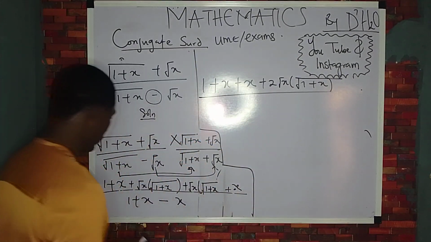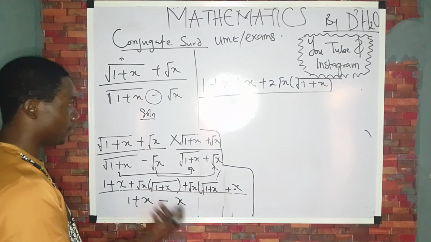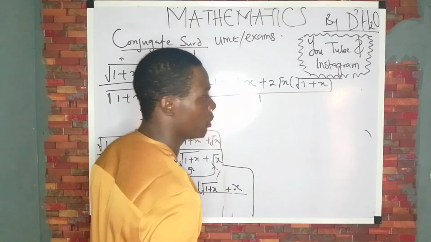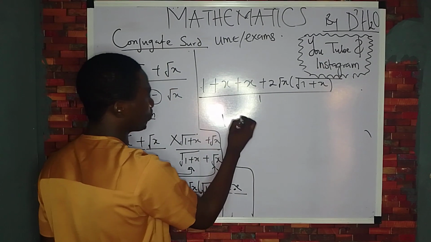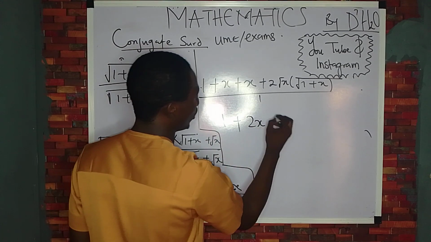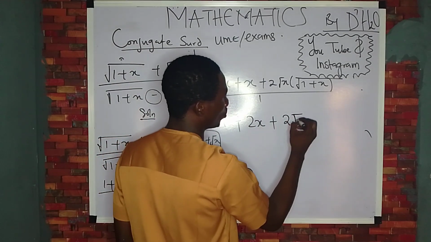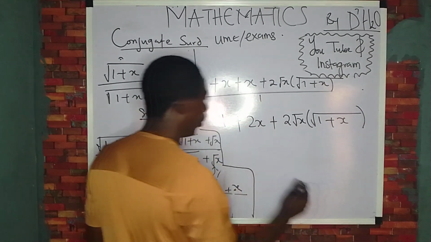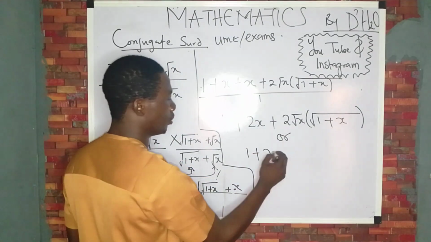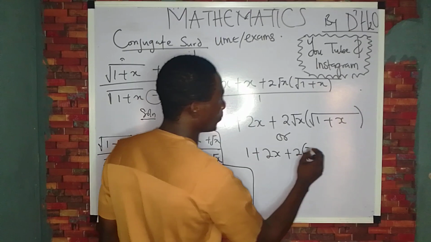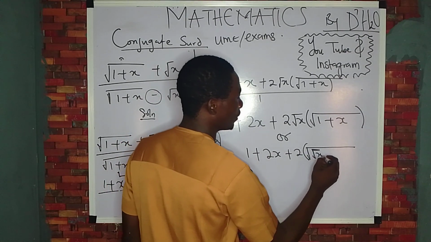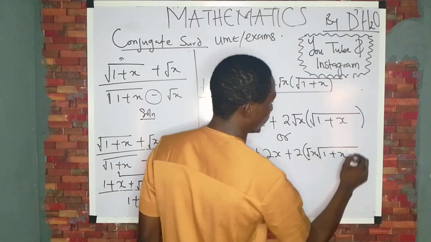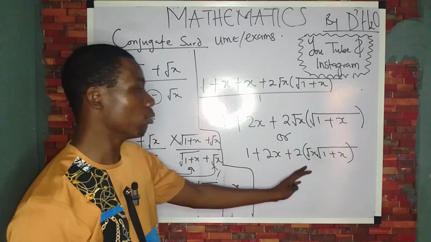All over, remember, x minus x is 0. So what you have here is what? 1. And 1 becomes insignificant when it happens to be the denominator of a fraction. So you are left with 1 plus x plus x is 2x, plus 2 square root of x, open bracket, the square root of 1 plus x. Or you can do it this way: 1 plus 2x plus 2, open bracket, the square root of x, the square root of 1 plus x. So you can do it in both ways. They are both the same.